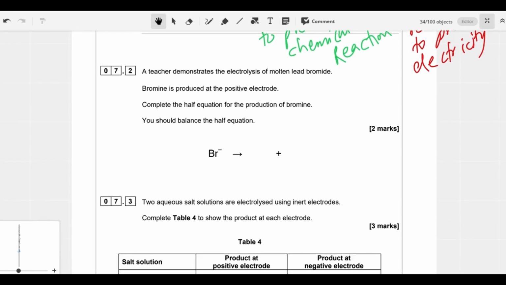Now question number 7.2: a teacher demonstrates the electrolysis of molten lead bromide, and here you need to complete this equation, balancing the half equation. So the bromide ion is converted into bromine, and bromine should be in diatomic form. Okay, Br2. To balance this you need to put 2 here. It means that there is a loss of 2 electrons.